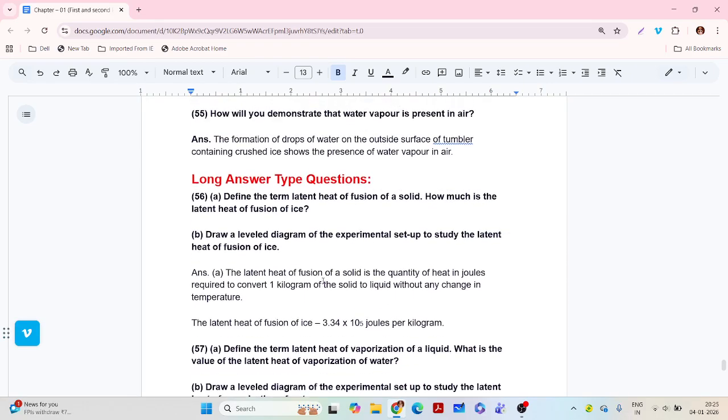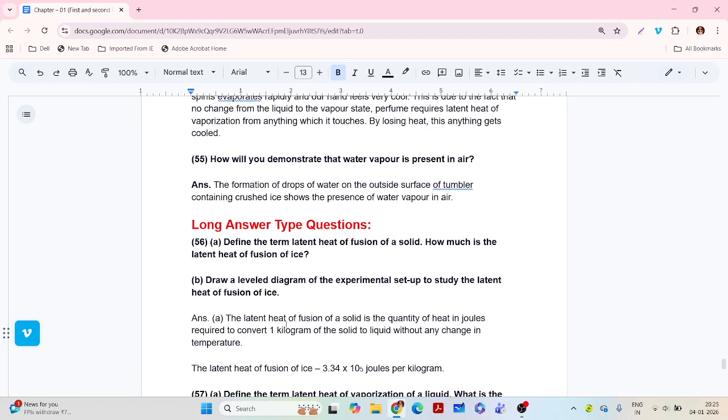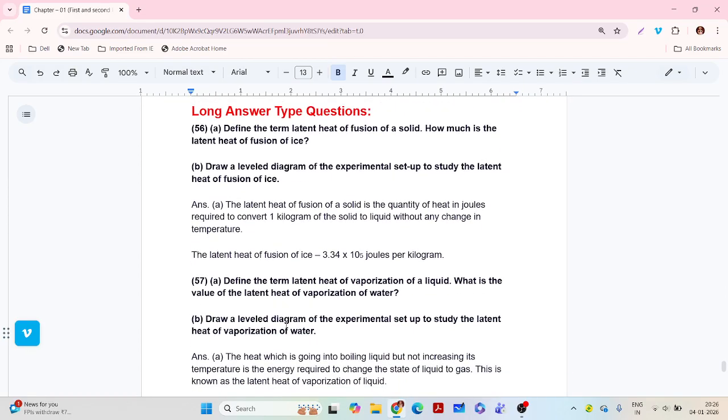Define the term latent heat of fusion of a solid. How much is the latent heat of fusion of ice? The latent heat of fusion of a solid is the quantity of heat in joules required to convert 1 kg of solid into liquid at melting point without any change in the temperature. How much is latent heat of fusion of ice? 3.34 into 10 to the power 5 joules per kilogram.